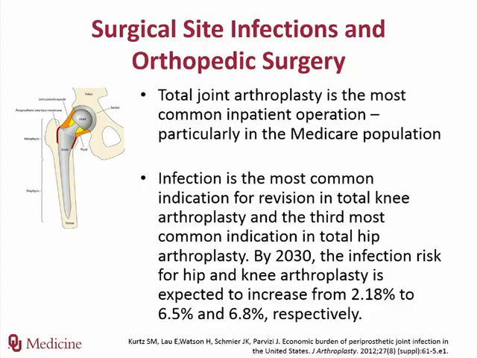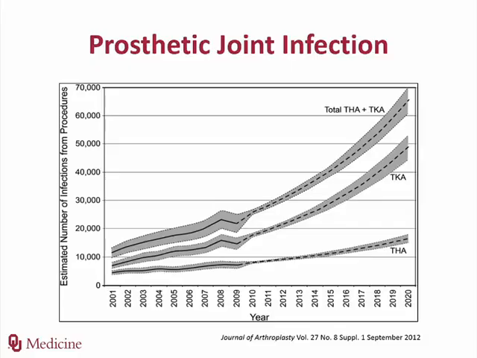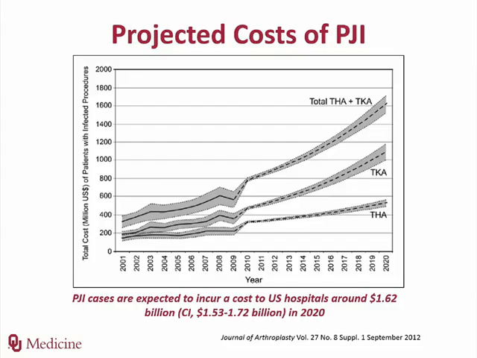It was predicted that the risk would go up to about 6.5% in some series. We already know that the number of operations is going up dramatically. The total number of infections has gone up, as well as the overall cost. It's expected by 2020 that the U.S. cost for periprosthetic joint infections will be $1.6 billion in the United States.